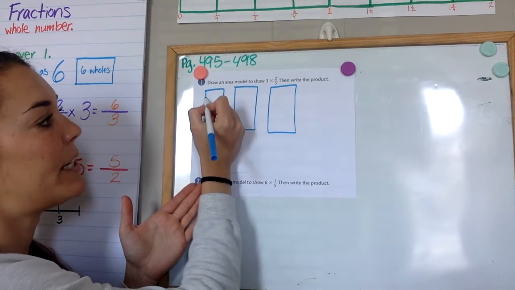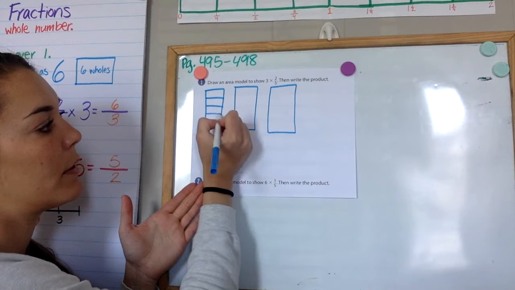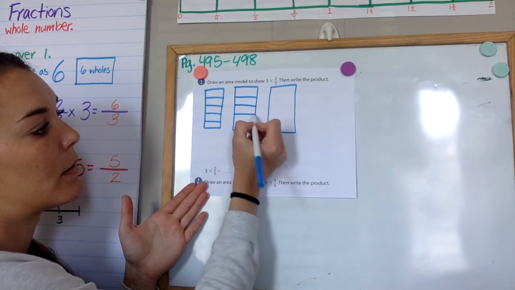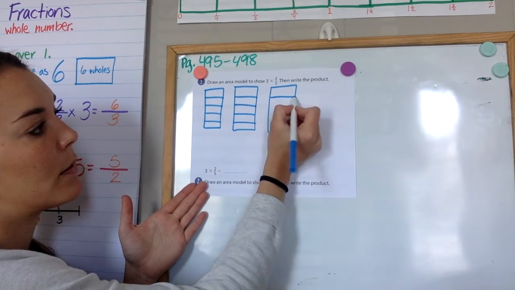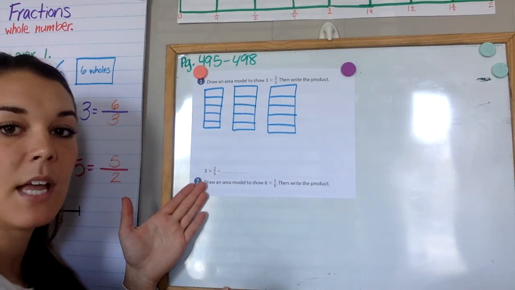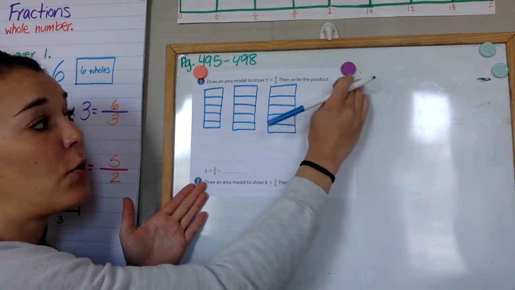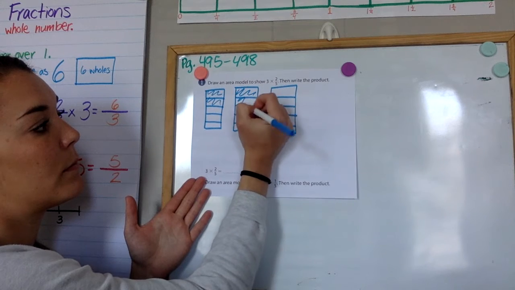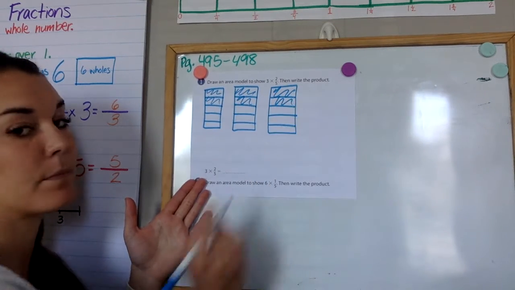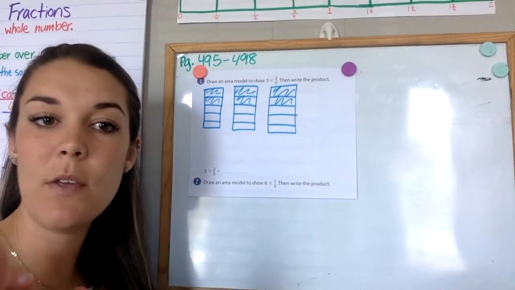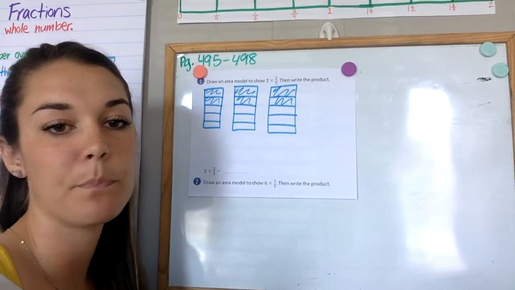And I need to split them each into 5. Doesn't have to be perfect, guys. Just do your best. Okay? And then I need to shade 2/5 of each of them. Okay. So now, pause me if you need to draw that. I know it takes a minute.